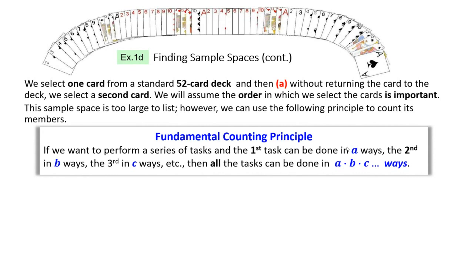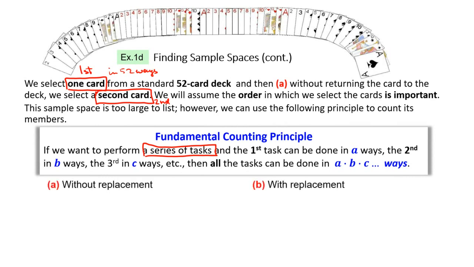We perform our experiment in stages as a series of tasks. The first task, we select one card. This is the first stage or first task. Each can be done in 52 ways. The fundamental counting principle. If the first task can be done in A ways, the second task can be done in B ways, and so on, then all tasks can be done in a product of these numbers ways. Drawing the second card is the second task, and so on.